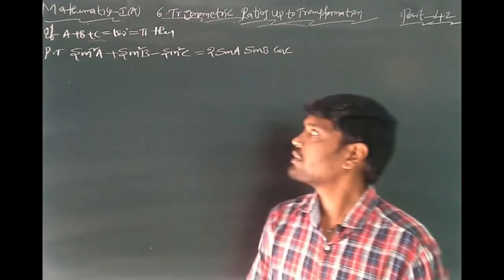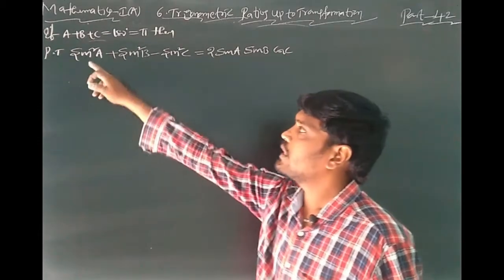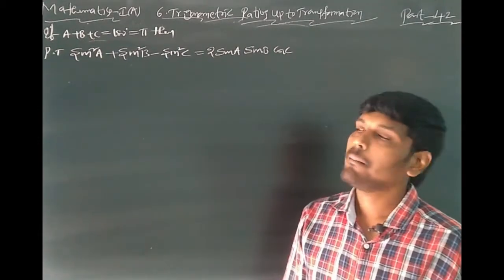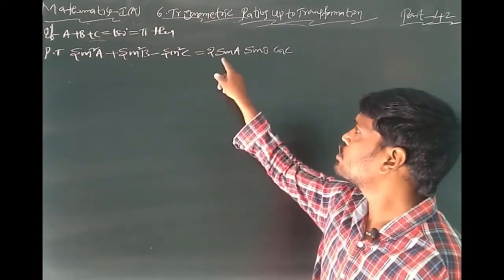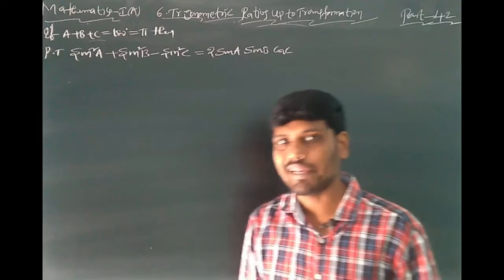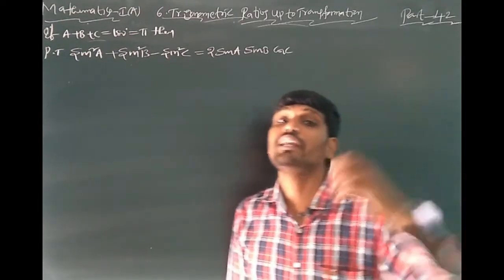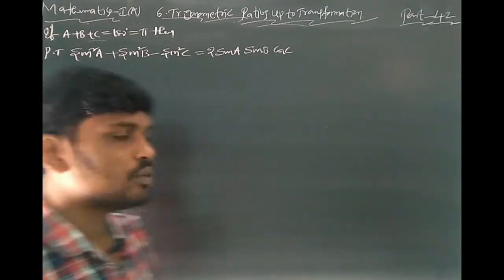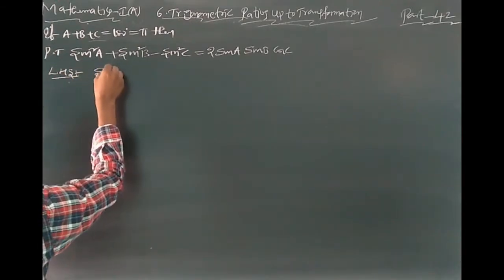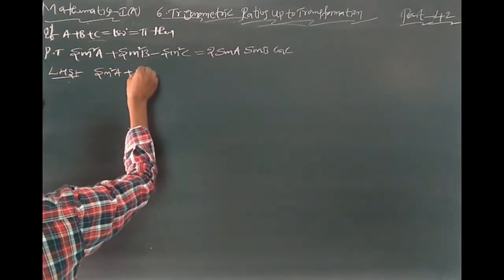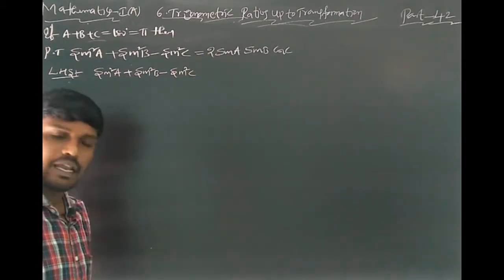What is that problem? If a plus b plus c equals 180 degrees, that is pi, then prove that sin square a plus sin square b minus sin square c is equal to 2 sin a sin b sin c. Here the ratios are in terms of sin, but the square is there. That's why you have to take the LHS part. What is the LHS part? LHS part is sin square a plus sin square b minus sin square c.